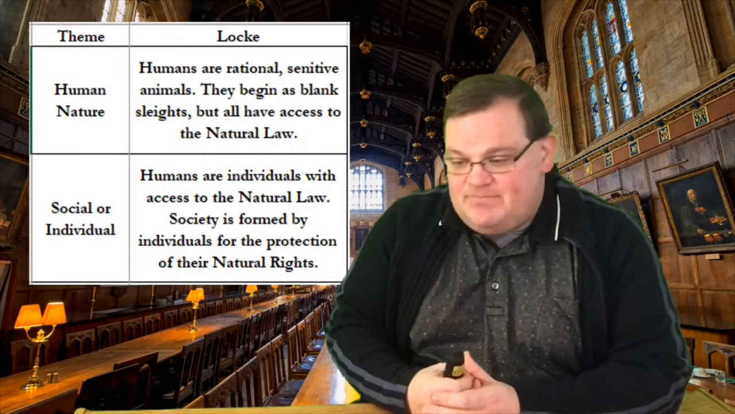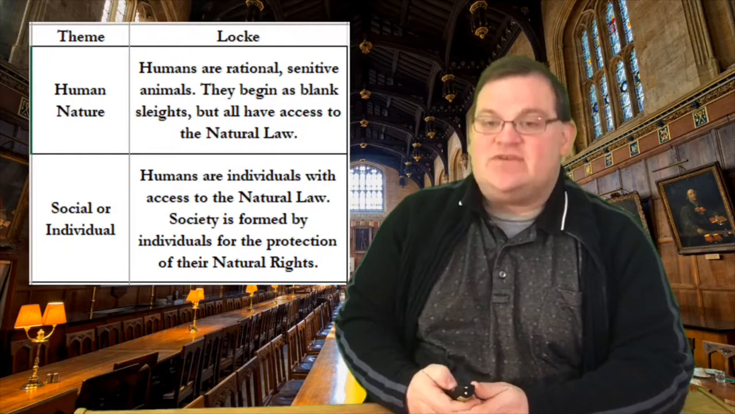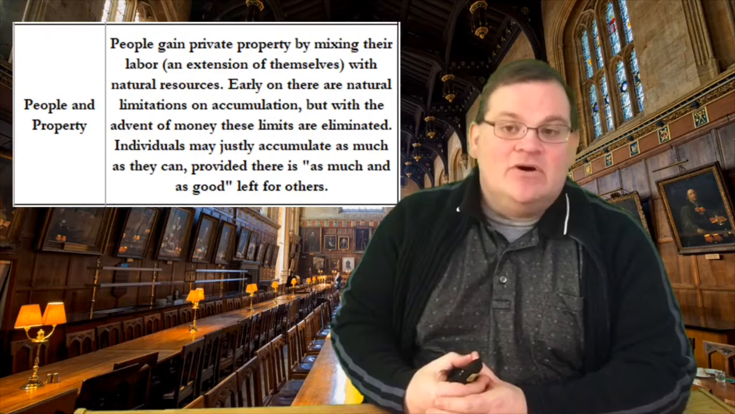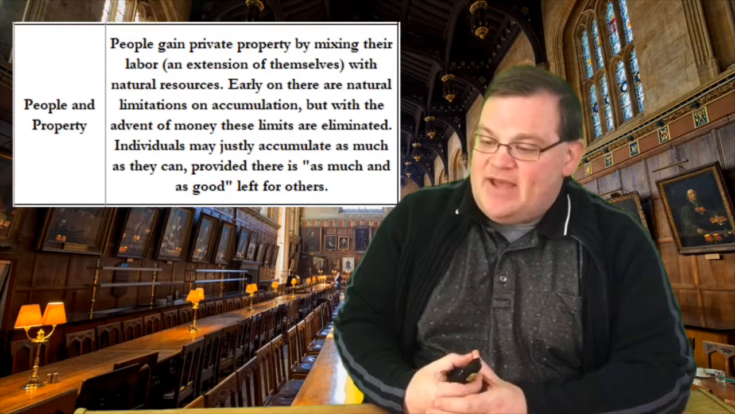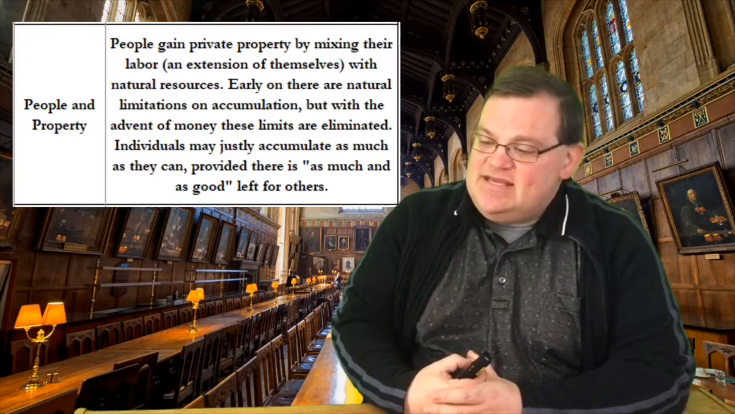Society, then, is formed by individuals for the protection of their natural rights. The society comes after the individuals and serves individual rights. People and property. This is the most developed theory of property that we've had so far. People gain private property by mixing their labor and extensions of themselves with natural resources. Early on, there are natural limitations on accumulation, but with the advent of money, these limits are largely eliminated.